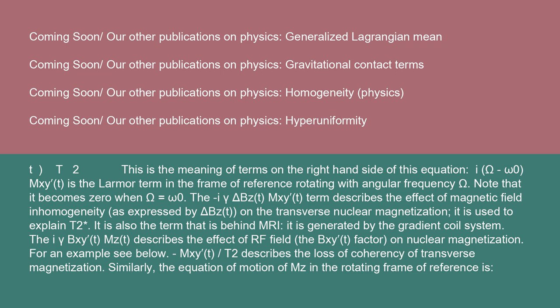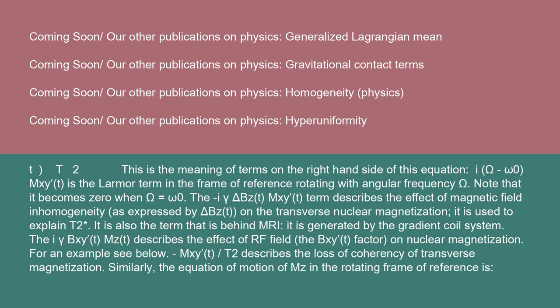i(ω − ω0)Mxy(t) is the Larmor term in the frame of reference rotating with angular frequency ω. Note that it becomes 0 when ω equals ω0. The γΔBz(t)Mxy(t) term describes the effect of magnetic field inhomogeneity, as expressed by ΔBz(t), on the transverse nuclear magnetization. It is used to explain T2 star. It is also the term that is behind MRI. It is generated by the gradient coil system.